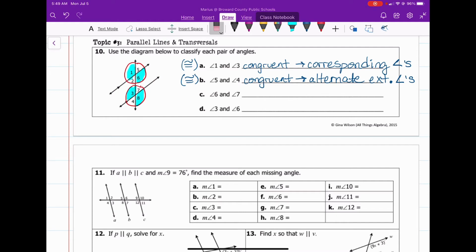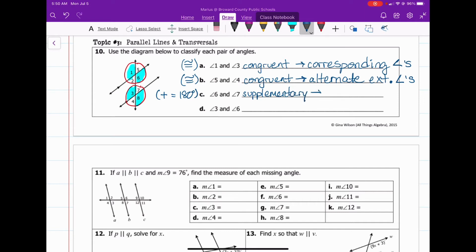Now let's go ahead and take a look at 6 and 7. Now, 6 and 7 are different colors. So anytime you're working with parallel lines and transversals, and you use this strategy that I'm showing you, where you draw the circles and do the shading, if you have two angle measures that are two different colors, these angles are said to be supplementary, okay? And supplementary means that they add to equal 180. So these two angles are supplementary.